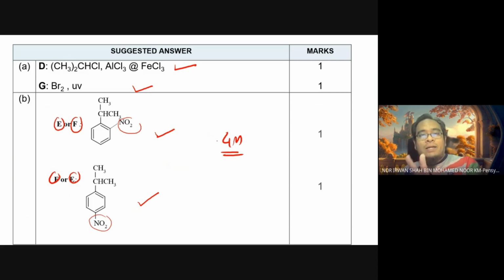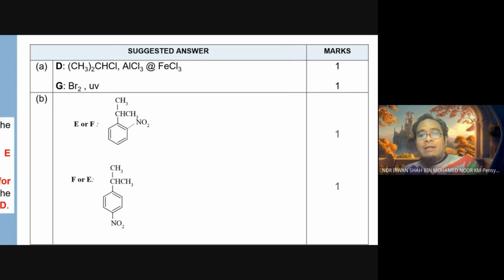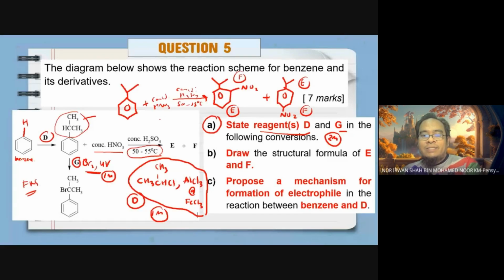So ada 3 markah lagi datang daripada mana? Datang daripada soalan C ni guys. Ni question number 5C. Jadi question 5C apa? Dia minta apa kat sini? Dia minta you all propose a mechanism. Biasanya kalau soalan mechanism dia akan mulakan dengan kata kunci macam suggest a mechanism, write a mechanism, ataupun propose a mechanism. Biasanya soalan mechanism macam itulah dia punya starting soalan dia kan.